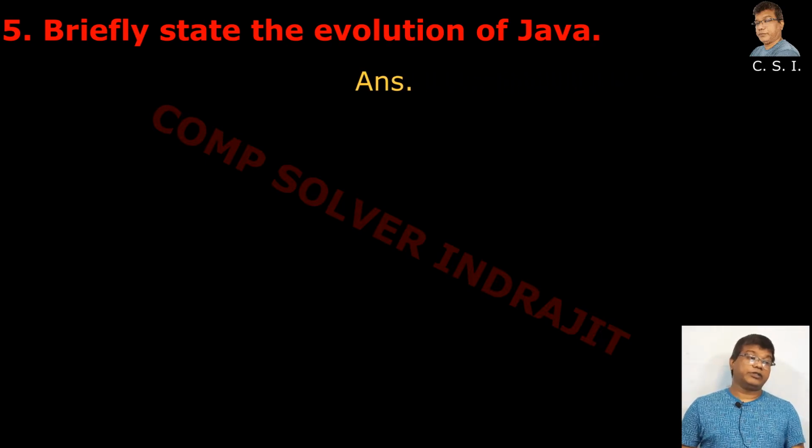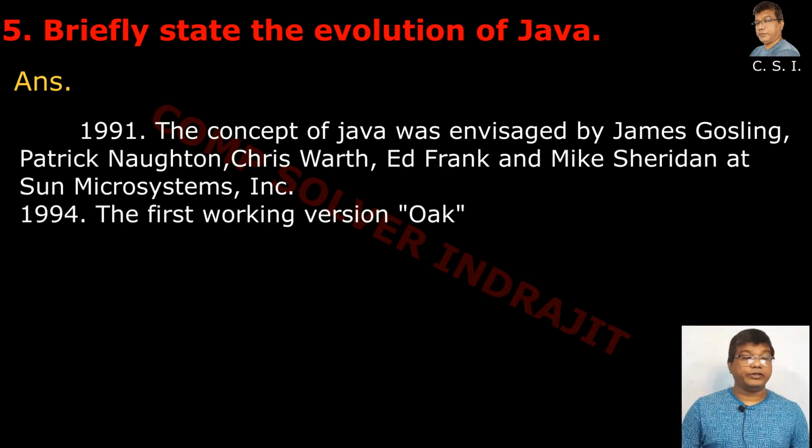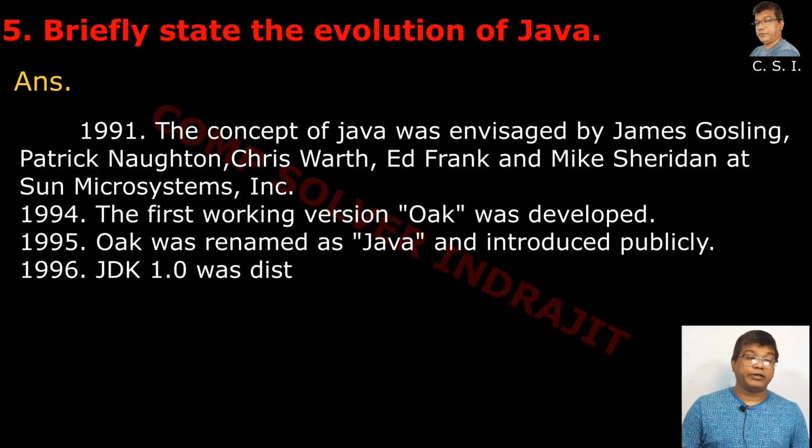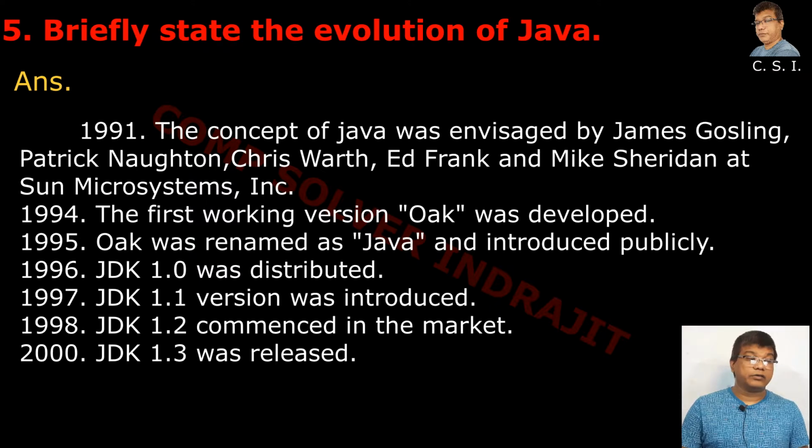Now answer. The answer is: in the year 1991, the concept of Java was envisaged by James Gosling, Patrick Naughton, Chris Warth, Ed Frank, and Mike Sheridan at Sun Microsystems. In the year 1994, the first working version of OAK was developed. After that, in the year 1995, OAK was renamed as Java and introduced publicly.